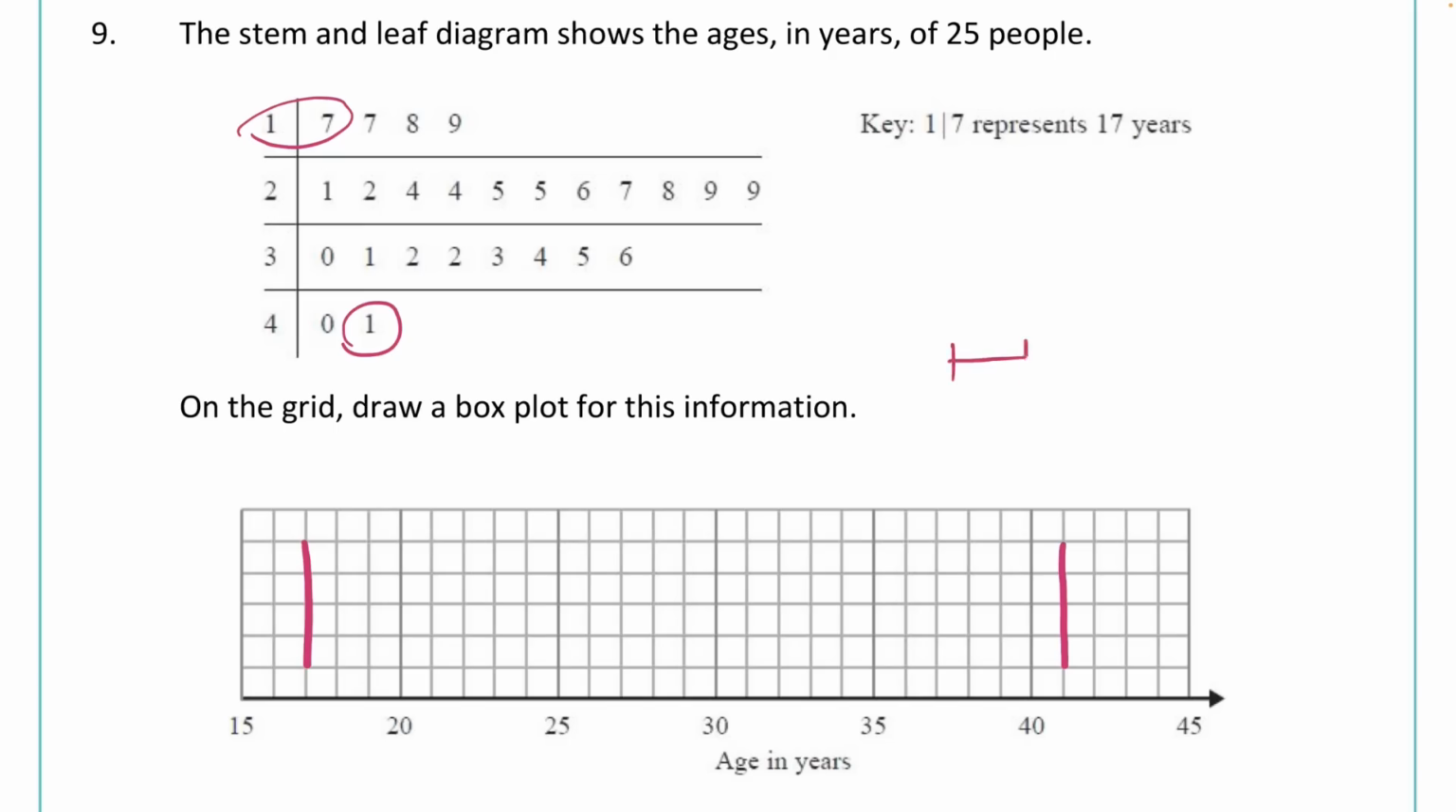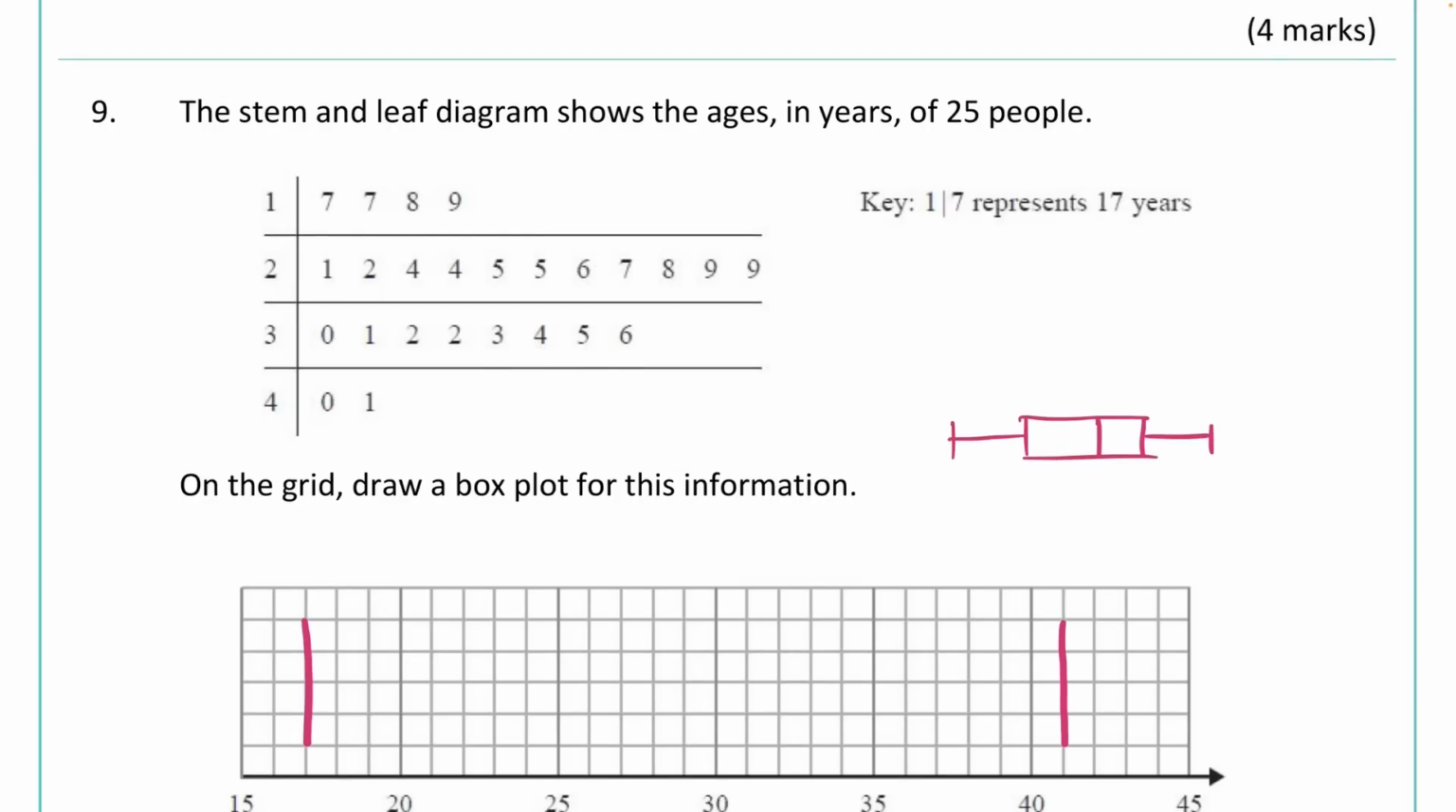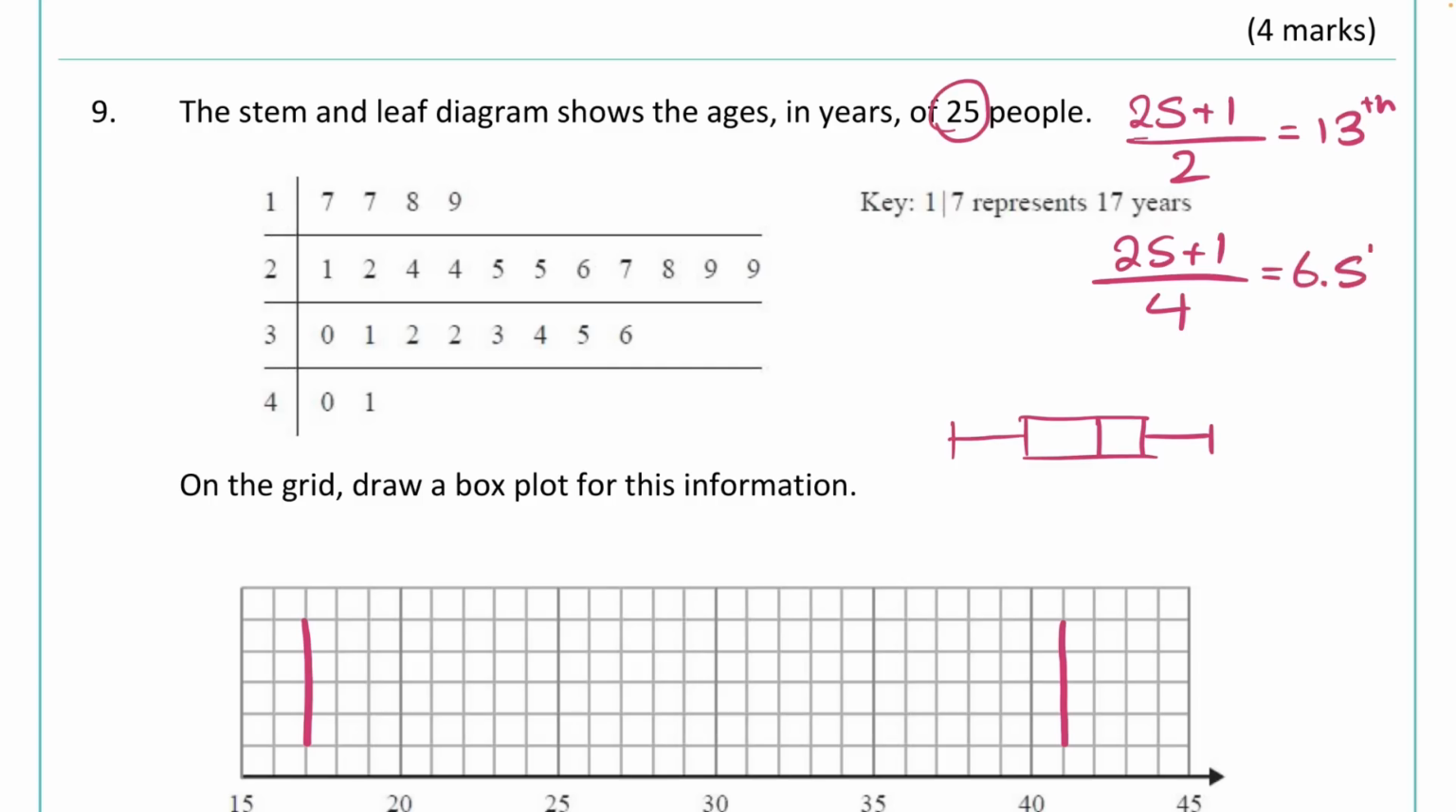Not forgetting what a box plot looks like. We have this box in the middle that we need to draw with our median, and then our lowest and highest value. So the next few bits that we need to find are a little bit more complex to find. The easiest way to find them is to add 1 to the amount of people, and then divide that by 2 to find the median, and add 1 and divide it by 4 to find the quartiles, or the quarter wherever we're looking. So 26 divided by 2 will be the 13th number, and 26 divided by 4, not so nice there, but 26 divided by 4 is the 6.5th number, which is in between the 6th and 7th.